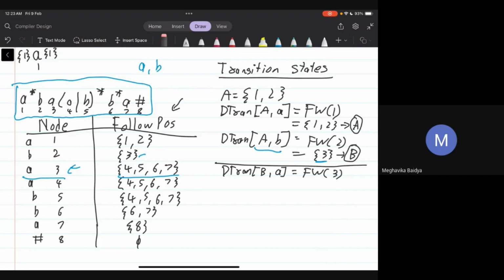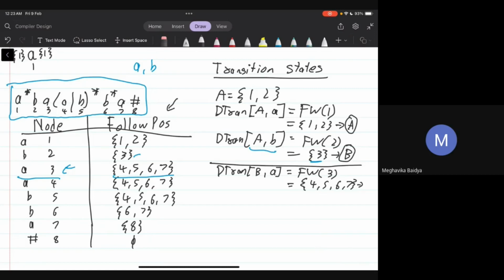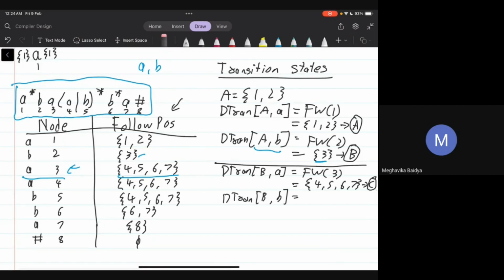And what is followpos of 3? That is 4, 5, 6, 7. All right. And what will the state name be for this? It's a new occurrence, so C. Yes, exactly. So you write C. Now b comma a is done. Now we'll do b comma b. Dtran of b comma b: you'll check with 3. Is there anything in b that matches with b? No, right? So you write phi.